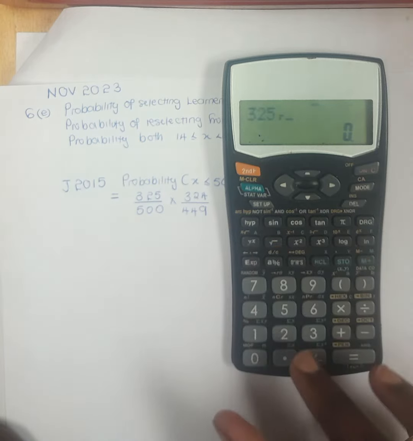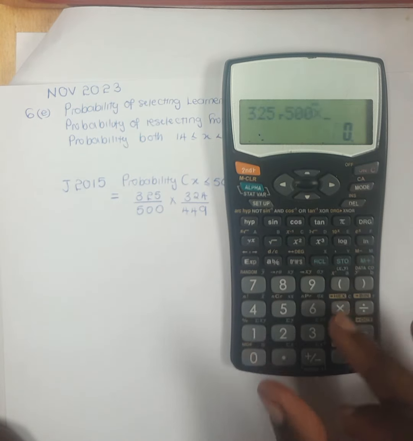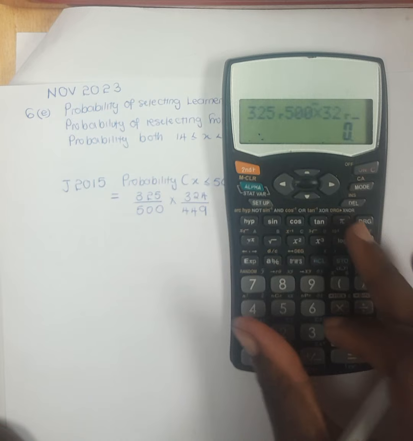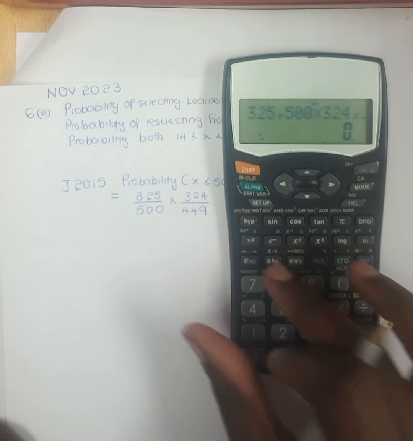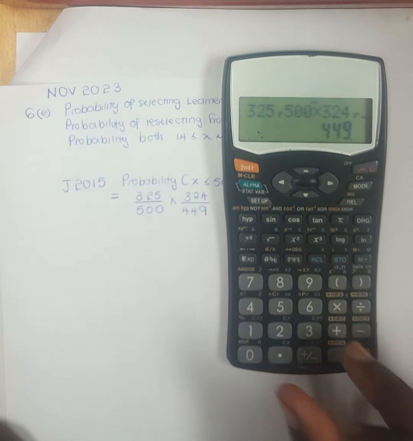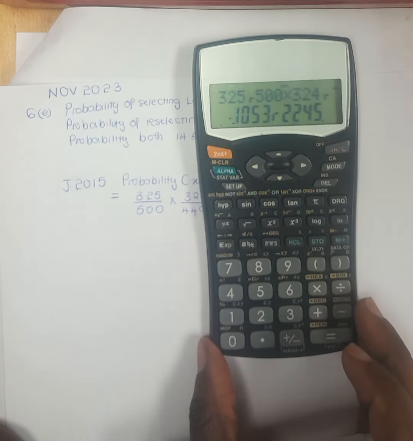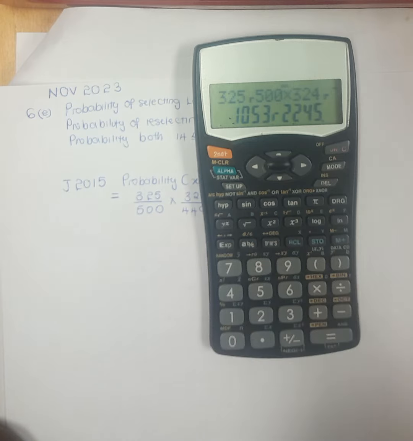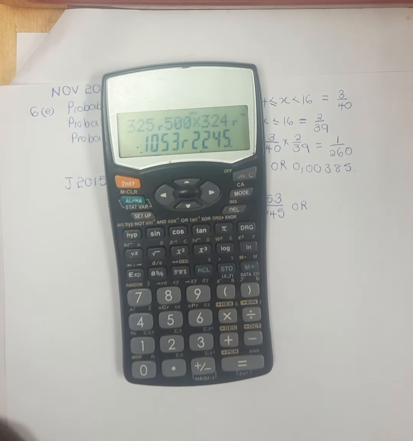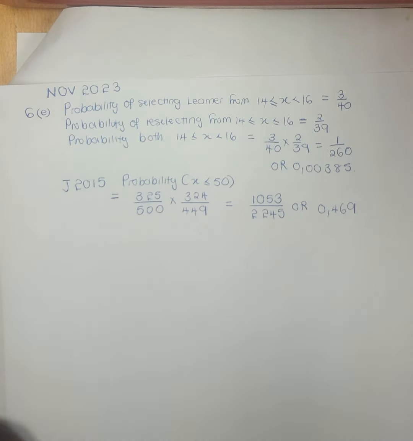325 over 500 times 324 over 449. We are going to get our probability is 1053 over 2245. Or we write this fraction as a decimal. It is going to be 0.469. I hope you are mastering the concept, guys.